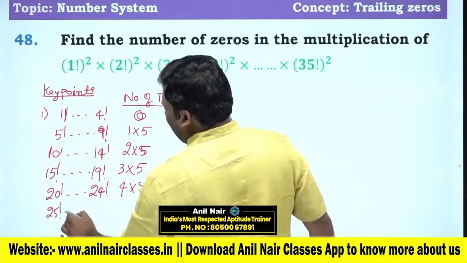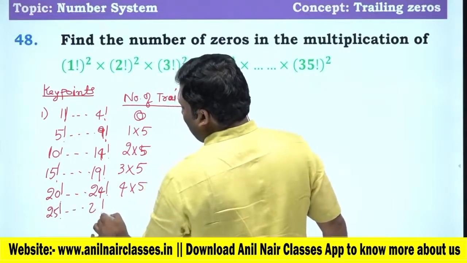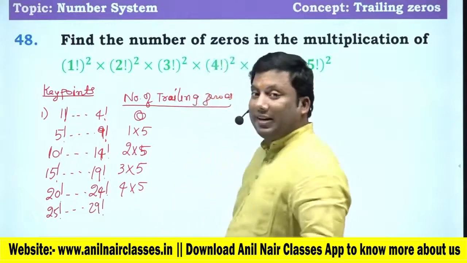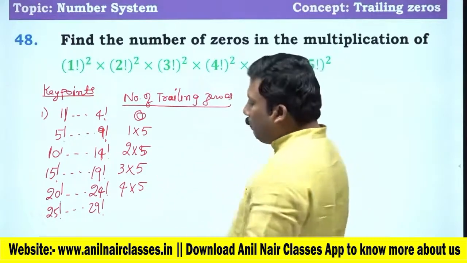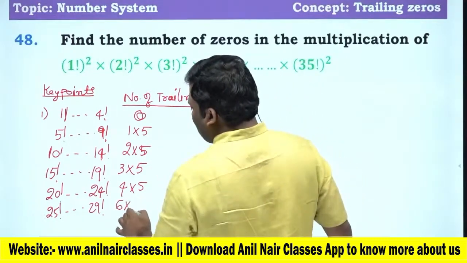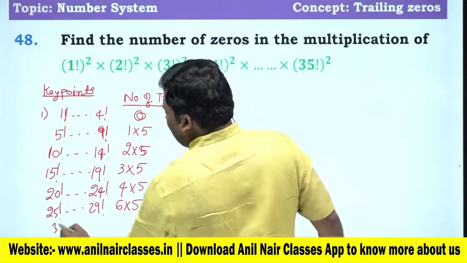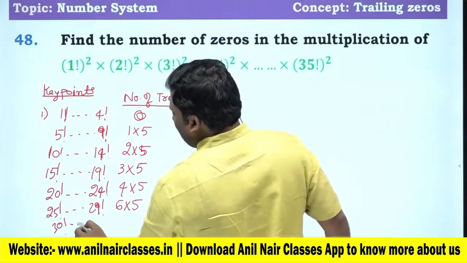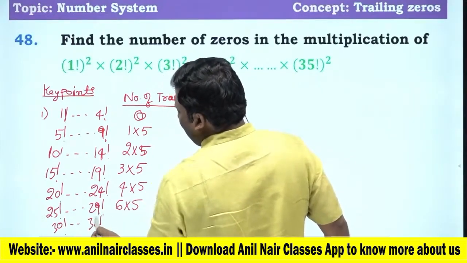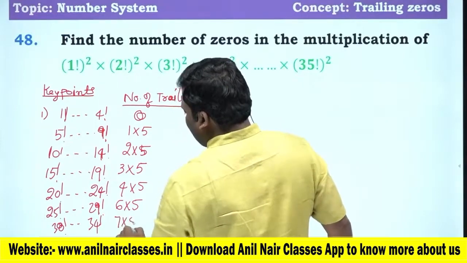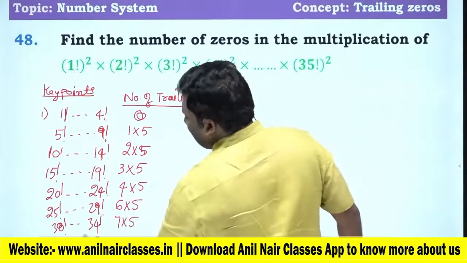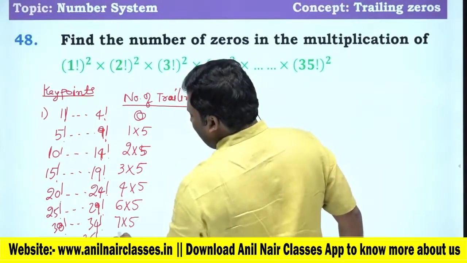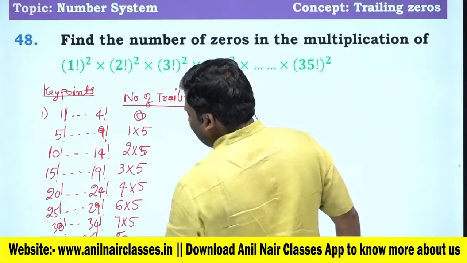25 factorial till 29 factorial. 25 is 5 square, so there is a jump of 2. It is 6 into 5. 30 factorial till 34 factorial, it is 7 into 5. Next it is 35 factorial, I will get 1 5.